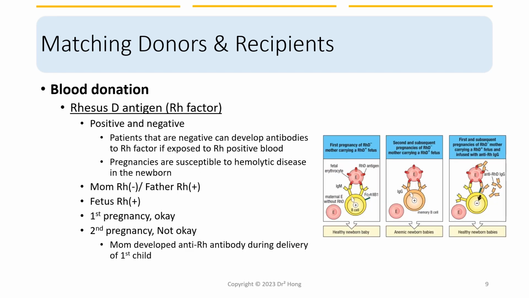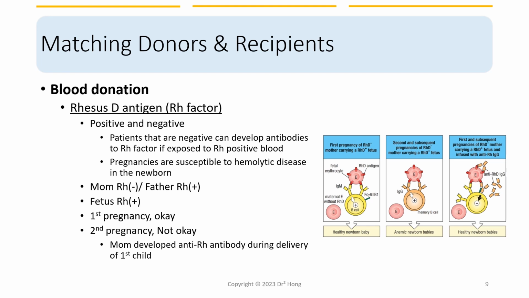In addition to ABO matching, Rh factor is also required to be matched. Patients that are Rh negative can develop antibodies to Rh factor if exposed to Rh positive blood. This is usually not a problem for blood transfusion because we do screen for that. But the problem arises when an Rh negative mom tries to conceive a child with an Rh positive dad. Because the Rh factor is a dominant trait, the fetus would also be Rh positive.